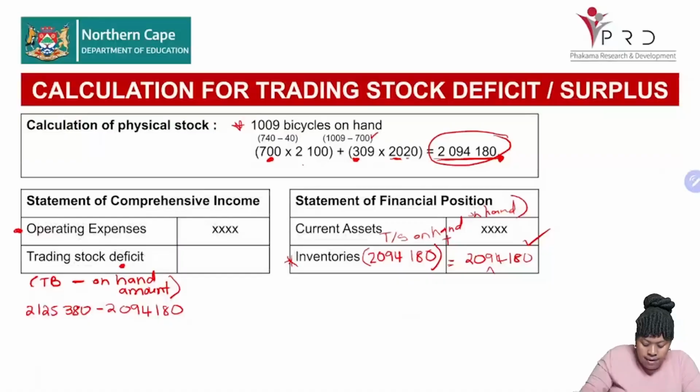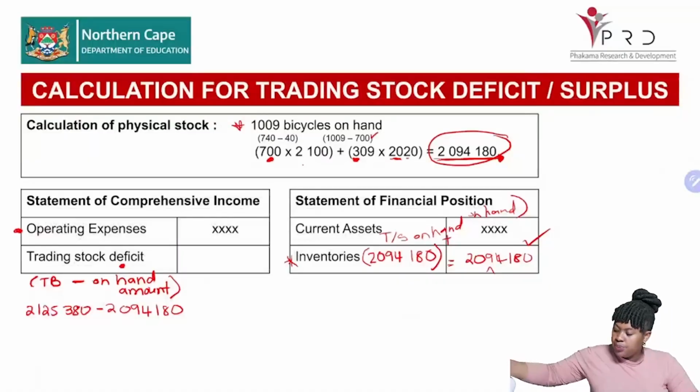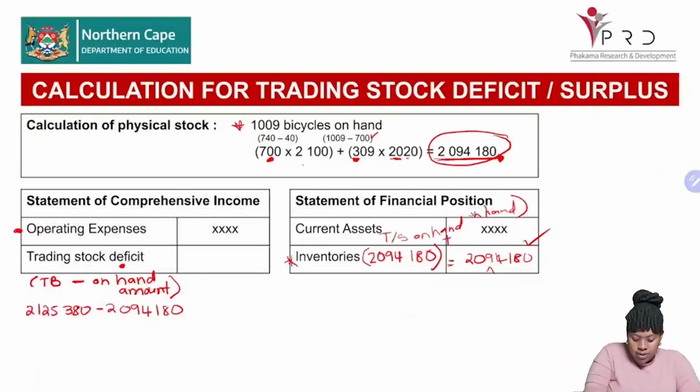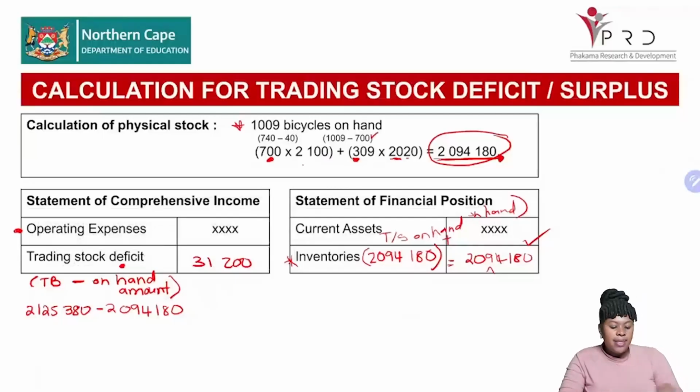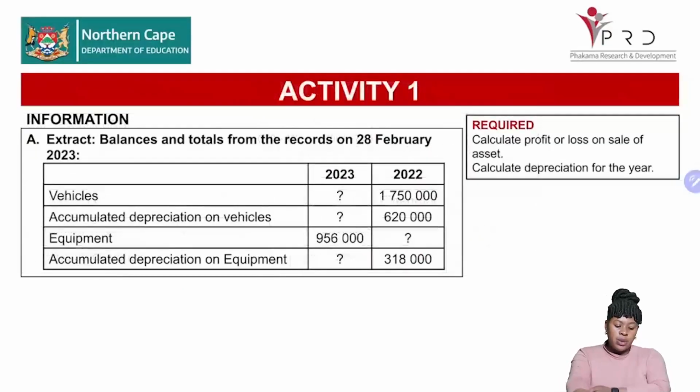2,125,380. I find the difference between the two, right? Once I find the difference between the two, I will get my 31,200. And that is how we calculate. Okay, so let us move on to the next transactions, grade 12.